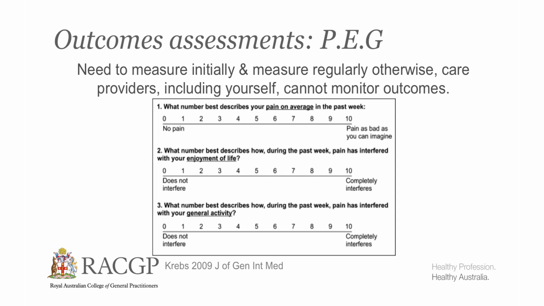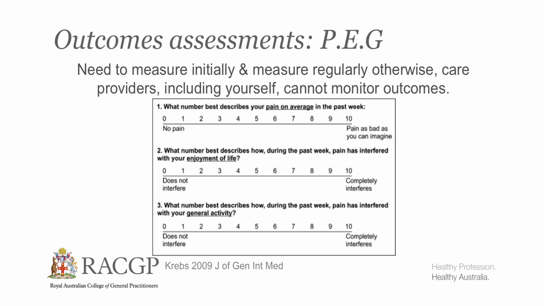So you need to say to people, right-o, we're going to look at your pain in the last week, and we're going to talk about 3 things. We're going to talk about your pain on average in the last week, where 0 is no pain at all, 10 is the worst pain you can imagine. Then we're going to talk about your general activity. It's best to go from pain to general activity. It works, it flows better.